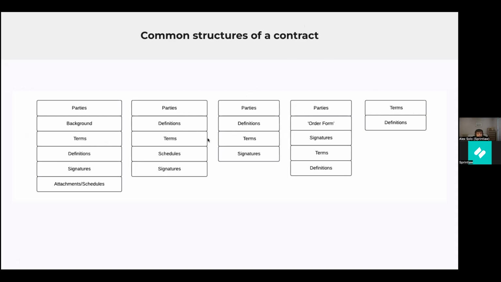You've usually got the terms in a fairly prominent place. Like I said, that's the body of the agreement. That's got all of the different actual obligations in it. And then the schedules are usually at the back and the signatures are usually at the bottom.